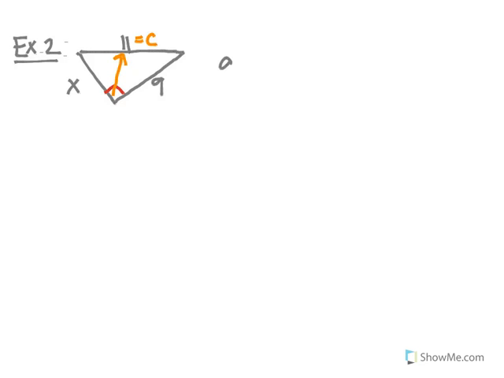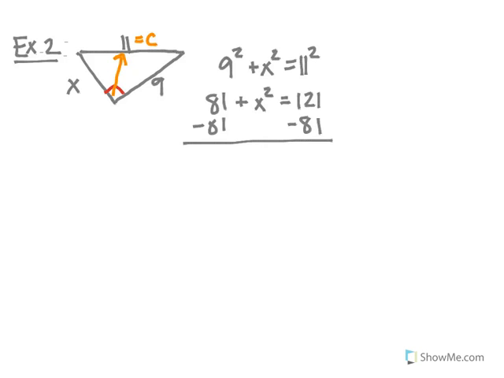So I'm going to say 9 squared plus x squared equals 11 squared. And we're going to square any numbers that we can first. So we're going to get 81 plus x squared equals 121. Now we have to get x squared by itself. It's attached with an 81 by addition, which means we're going to do the additive inverse. We're going to subtract 81 from both sides to cancel that, just like so.